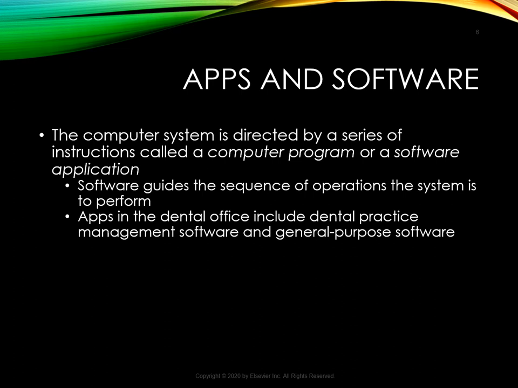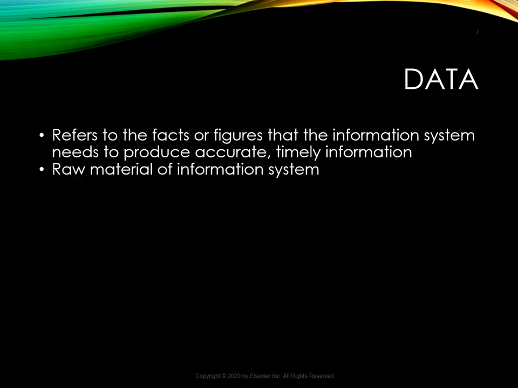So great. Data refers to the facts or figures that the information system needs to produce accurate, timely information. Raw material, I'm sorry, it is the raw material of the information system. So data, which is always a plural word, by the way, are manipulated or processed by the computer to produce the finished product or the information needed. If the data are incorrect, the resulting information will be incorrect.